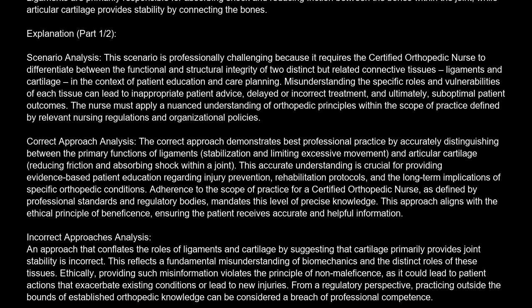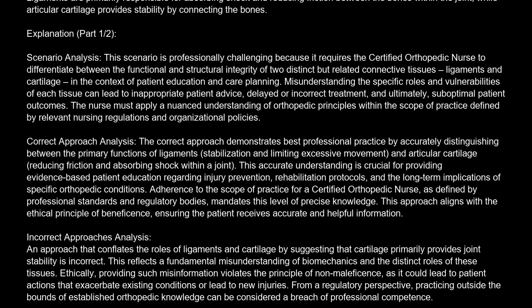This accurate understanding is crucial for providing evidence-based patient education regarding injury prevention, rehabilitation protocols, and the long-term implications of specific orthopedic conditions. Adherence to the scope of practice for a certified orthopedic nurse, as defined by professional standards and regulatory bodies, mandates this level of precise knowledge. This approach aligns with the ethical principle of beneficence, ensuring the patient receives accurate and helpful information.